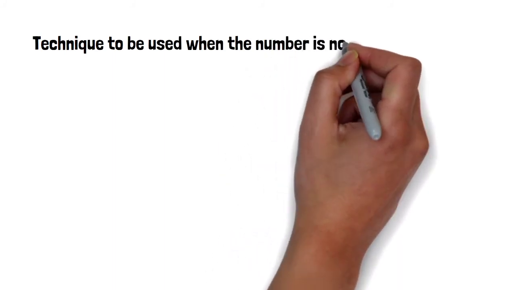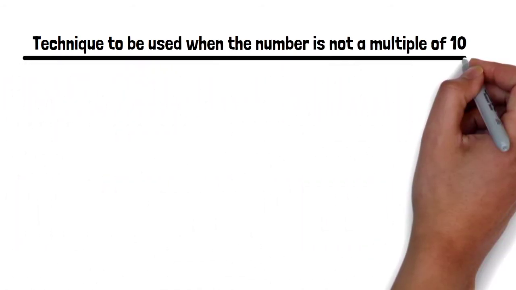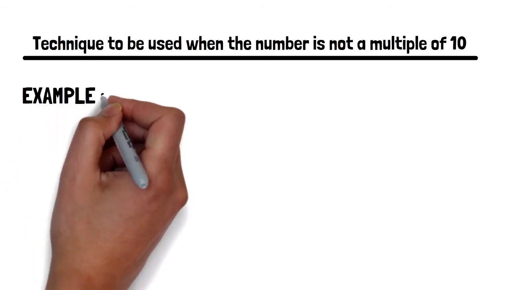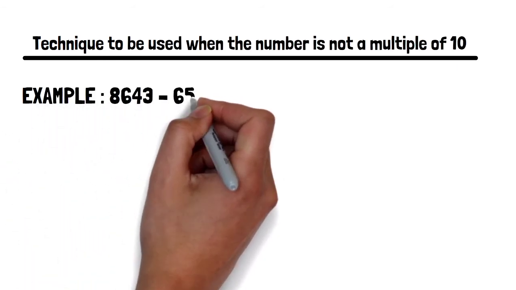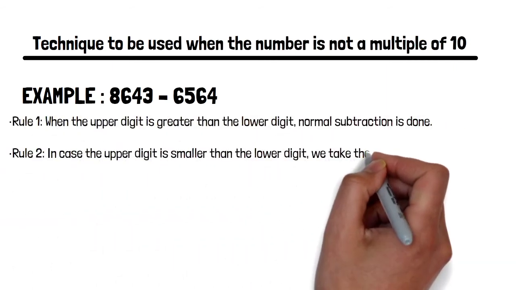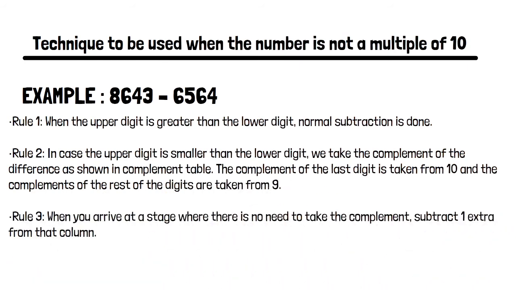Now, what if the number is not a multiple of 10? Don't worry, I am going to share a technique which will help you to subtract even if the number is not a multiple of 10. Let's look at this example. 8,643 minus 6,564. These numbers are not a multiple of 10. So, by following these simple rules, we can solve problems of this type.